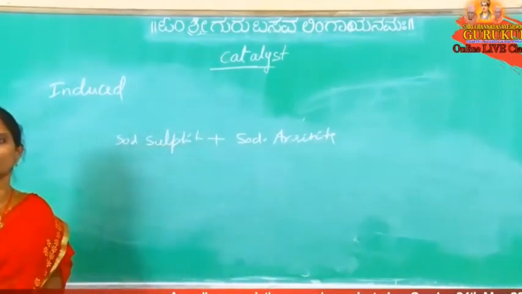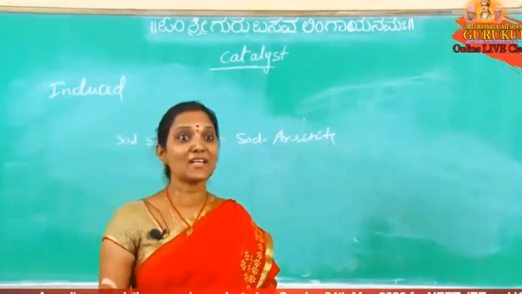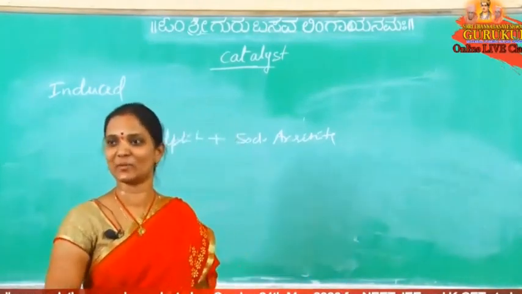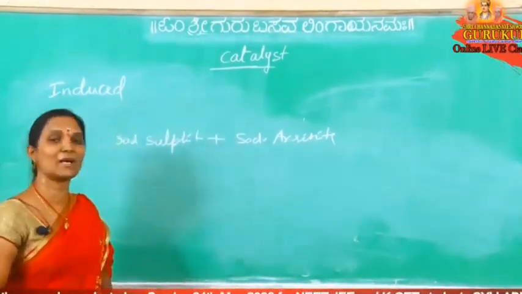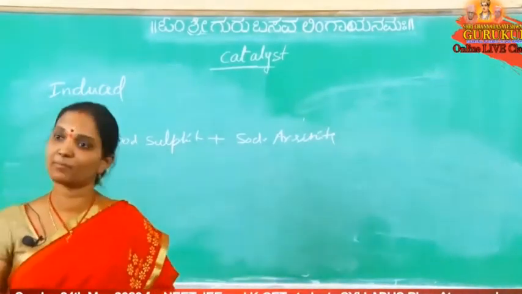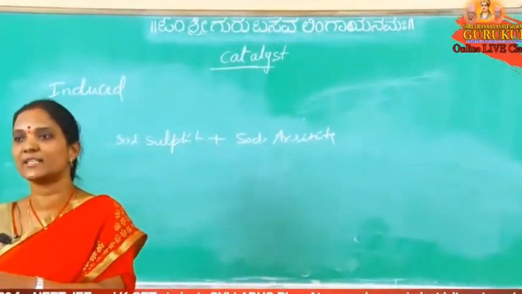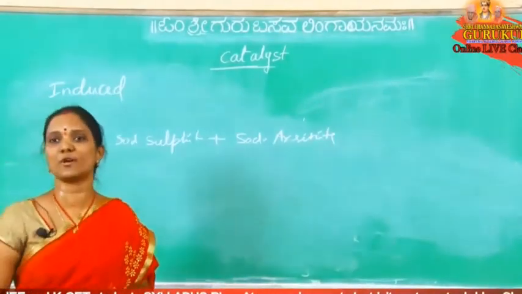Sodium sulfite is added to arsenite. Now sodium sulfite undergoes oxidation. Sodium arsenite also undergoes oxidation. Sodium sulfite oxidizes, sodium arsenite oxidizes. Sodium arsenite individually shows no oxidation, but sodium sulfite can oxidize. If the sulfite is added to arsenite, arsenite also can undergo oxidation.